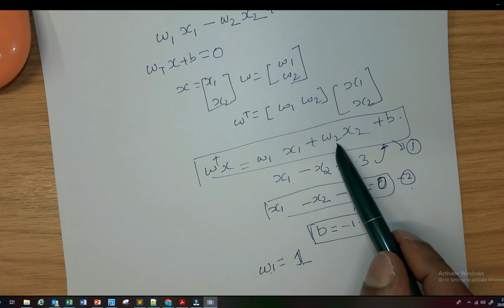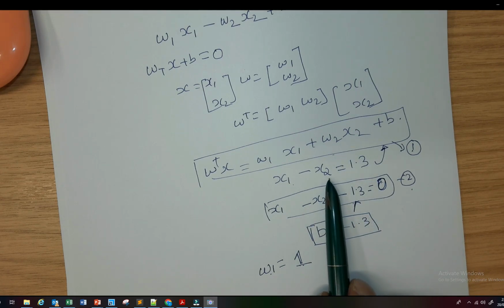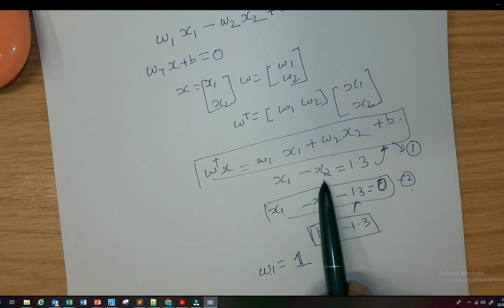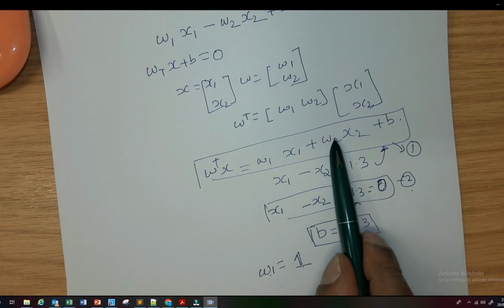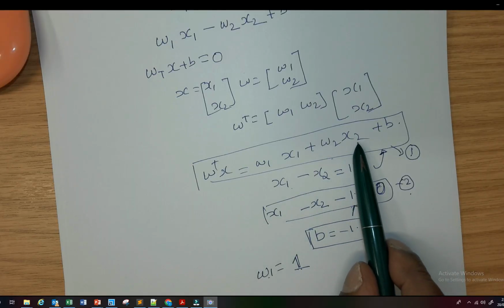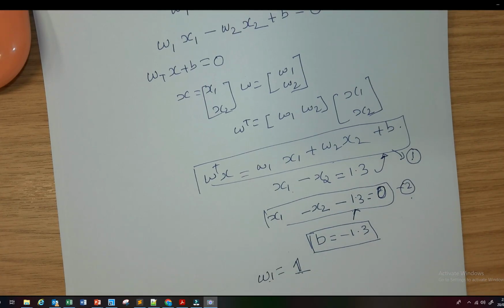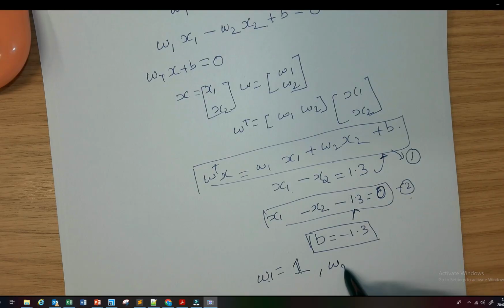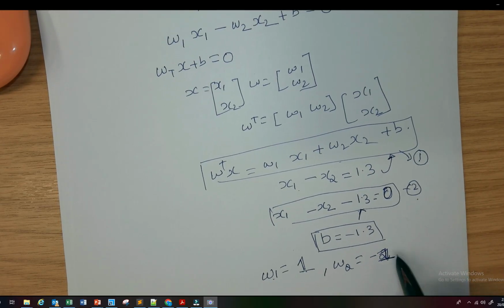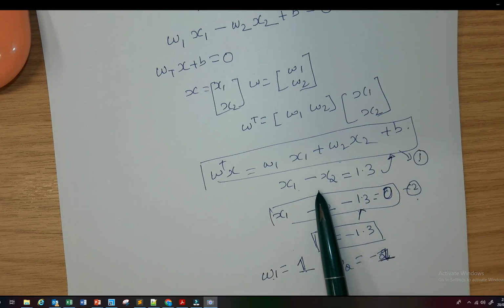What should be the corresponding value? If you multiply it with x2, that should give you minus x2. So if the weight of w2 is minus 1, and you multiply it with x2, that should give you minus x2, isn't it? Which means w2 will be equal to minus 1. So minus 1 multiplied by x2 will give you minus x2.